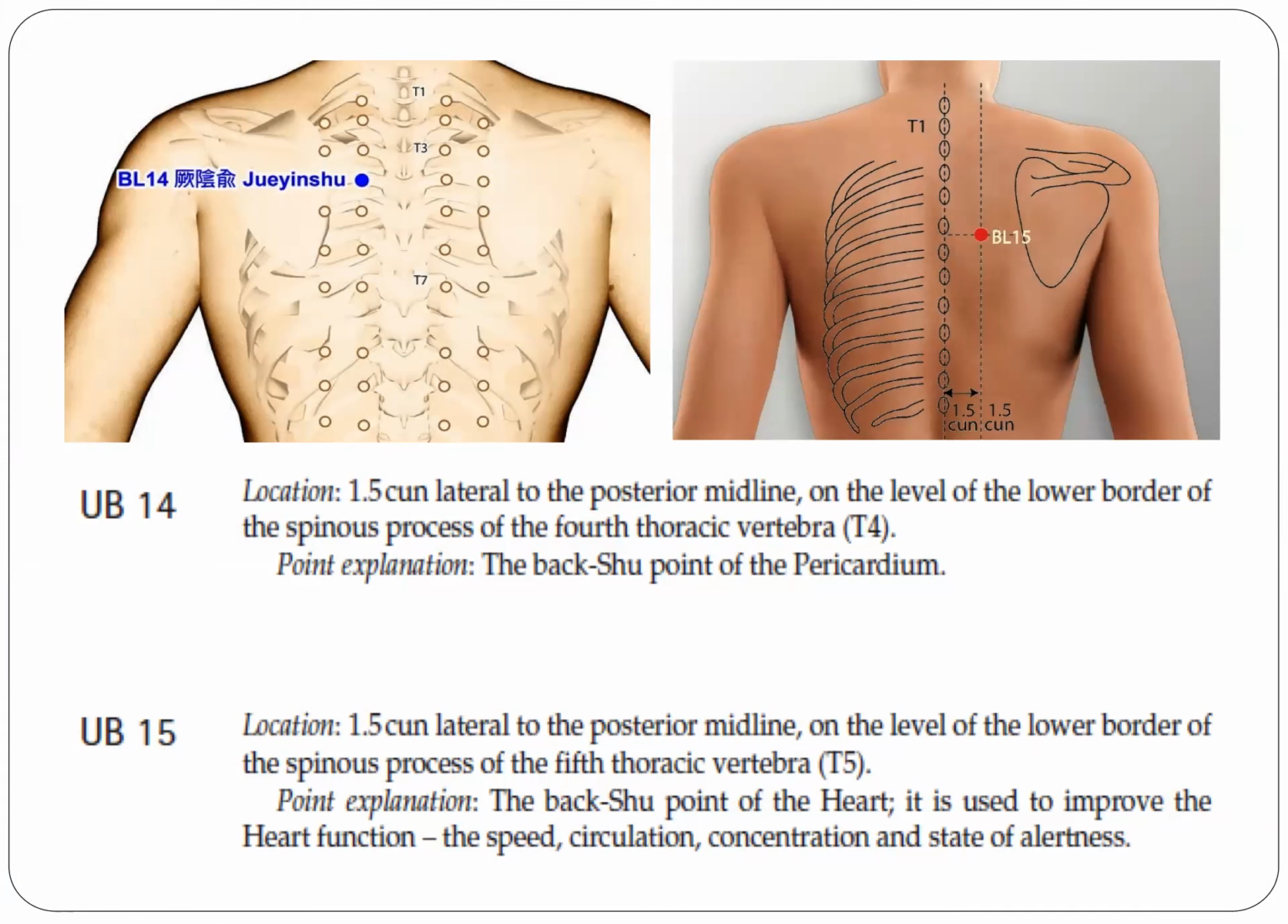Next point is UB15, which is located 1.5 cun lateral to the posterior midline on the level of the lower border of the spinous process of the fifth thoracic vertebra, or T5. Point explanation: it is the back shu point of the heart. It is used to improve the heart function, the speed of circulation, concentration, and state of alertness.